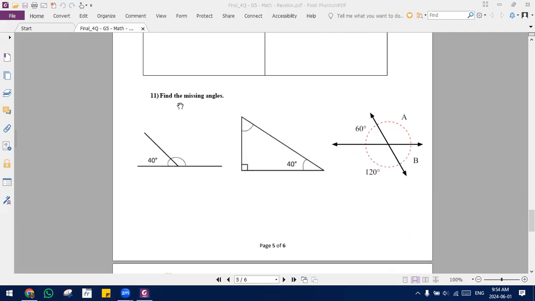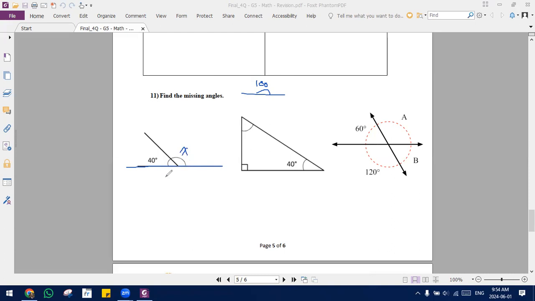Question 11, find the missing angles. Okay, here we said we need to memorize something. For example, in the first shape, what do I have? I have a straight line angle. So we said that a straight line angle is equal to 180 degrees. Now, how can I find that missing angle? Let me call it x, for example.